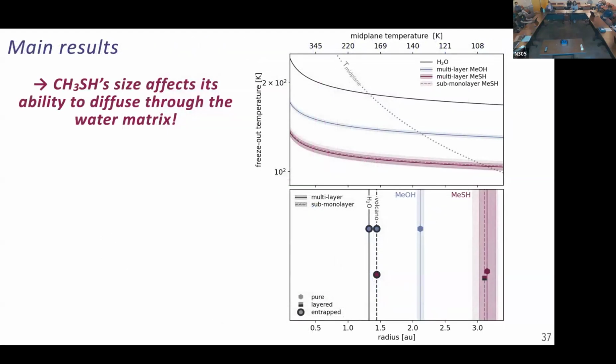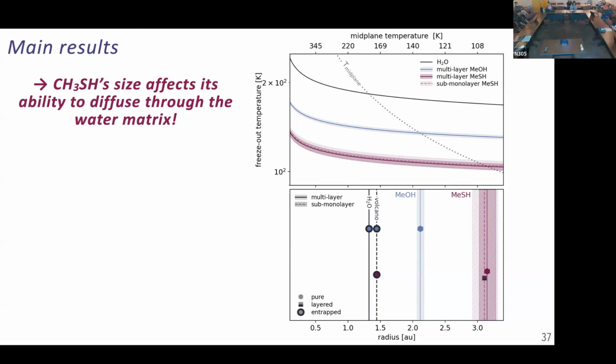So this is just a summary of the main results. I used these binding energies to predict, for a solar type disk, just where we would expect the snowlines to be. What we basically illustrate is that based on whether it's pure, layered, or entrapped, we would expect it to shift by a few AU.